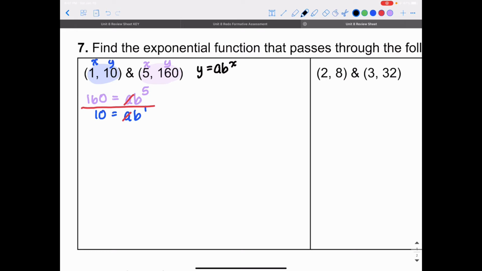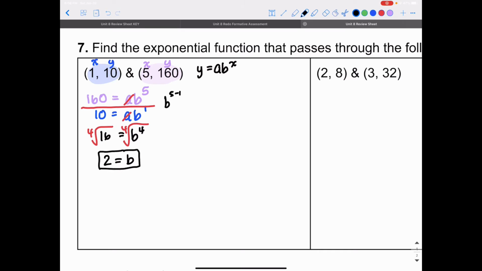For the right-hand side, I have b to the fifth power divided by b to the first power. That's b to the 5 minus 1 power, or b to the fourth power. I have that is equal to 160 divided by 10 on the left-hand side, which is 16. I'm going to take the square root of both sides. No, I'm sorry, the fourth root of both sides, since I want to undo raising b to the fourth power. I'm going to end up with b is equal to the fourth root of 16, which is plus or minus 2, but it's just positives for these exponential functions. B has to be positive. So b is equal to 2 here.